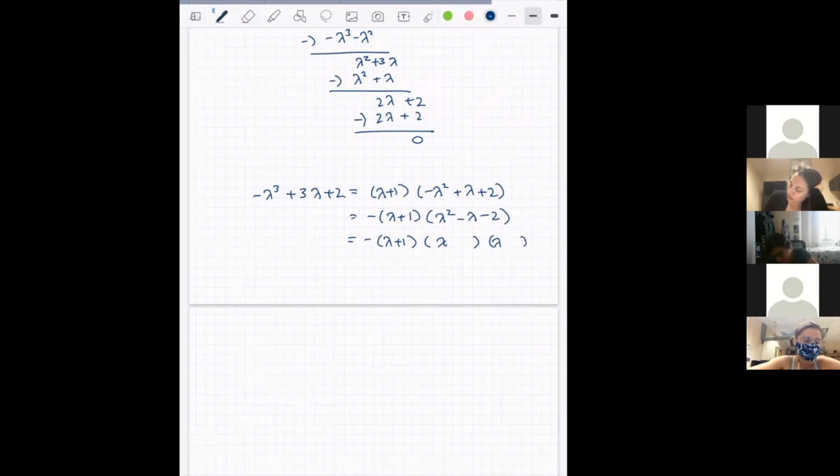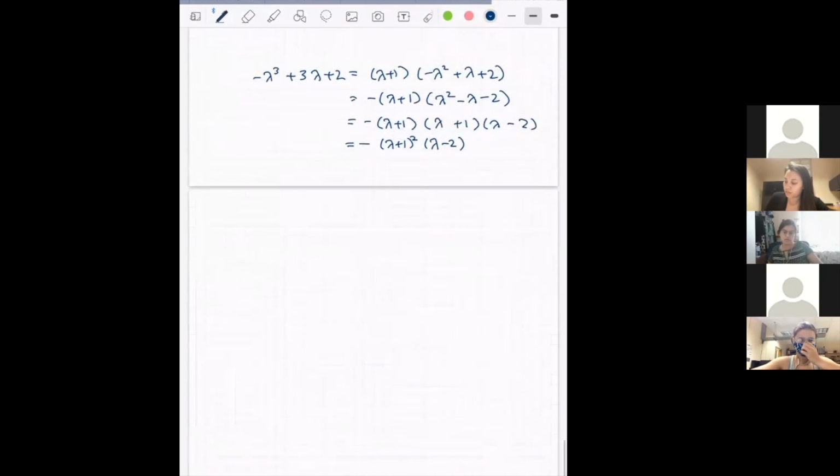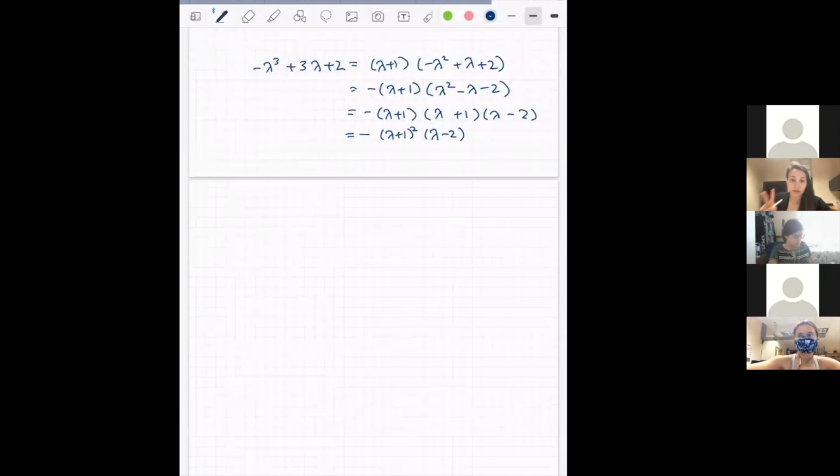And then we should get here, we've got a minus 2, so we need minus 2 and plus 1, right? You guys agree? Yeah. Okay, cool. Right, so we have lambda plus 1 squared times lambda minus 2. Okay, so we have two solutions.